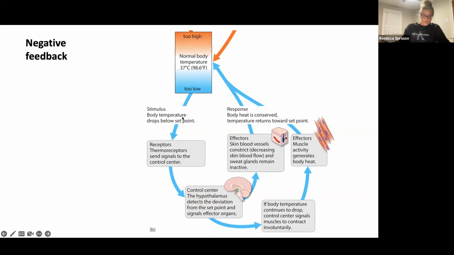The temperature drops. And again, your thermoreceptors are detecting that drop in temperature saying, hey, it's really cold. We're going to tell the brain. The hypothalamus does a few things, right? So let's just talk about this short loop first.